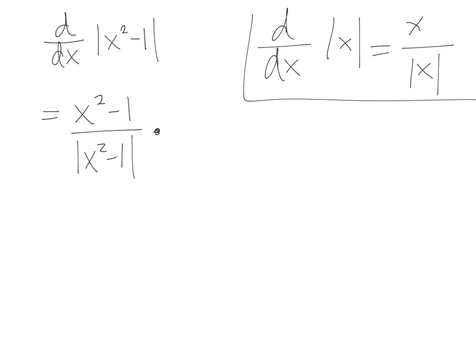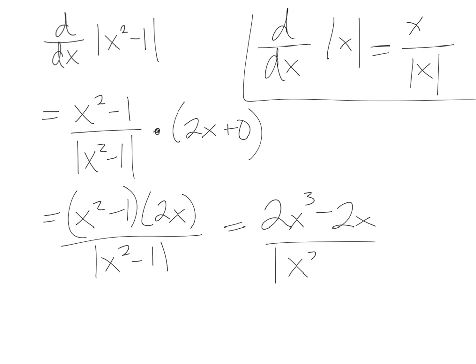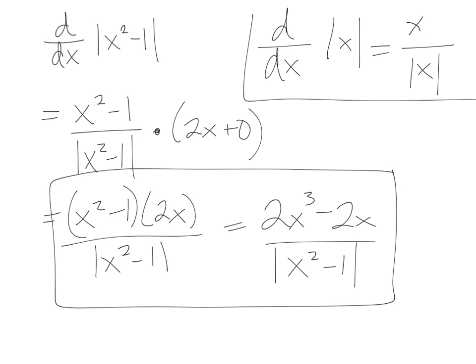The derivative of x squared is 2x, and the derivative of negative 1 is nothing. So effectively we've got x squared minus 1 times 2x all over the absolute value of x squared minus 1. And you can, if you like, distribute that 2x, but you don't necessarily have to. 2x cubed minus 2x over the absolute value of x squared minus 1. And either of these would be an acceptable final answer.